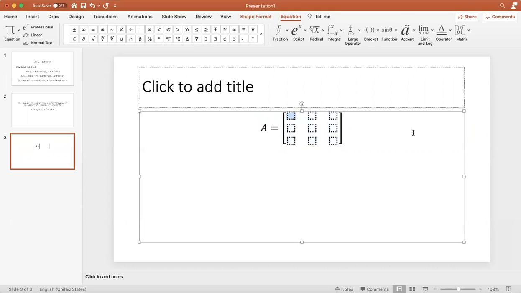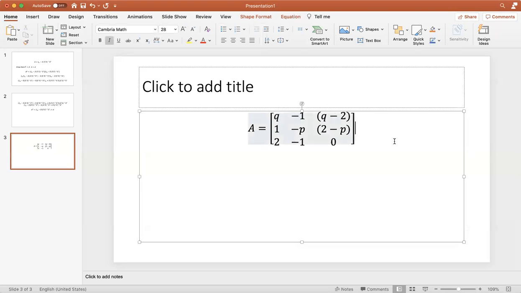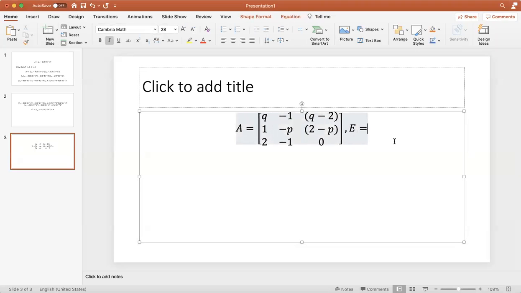So let me just copy this. You have Q, negative 1, Q minus 2. You have 1, negative P, 2 minus P. You have 2, negative 1, and then you have 0. Okay. So that's your matrix A. And you have another matrix denoted as E.